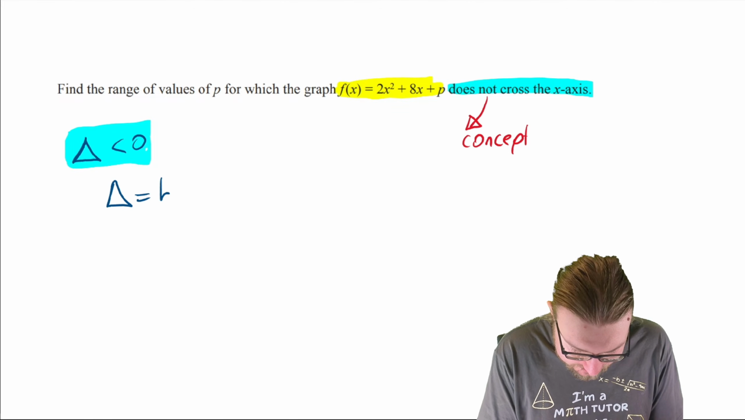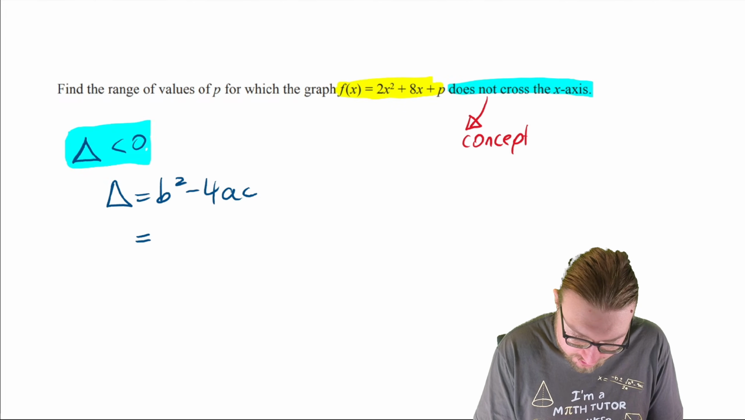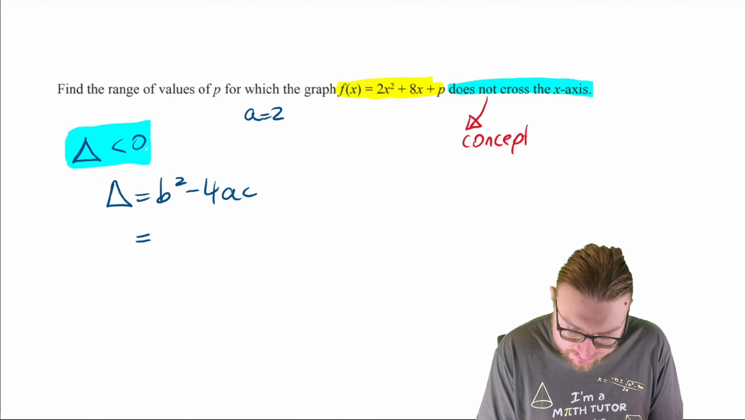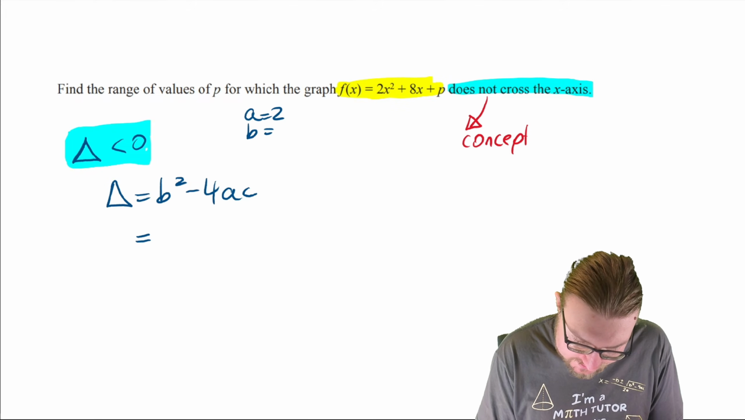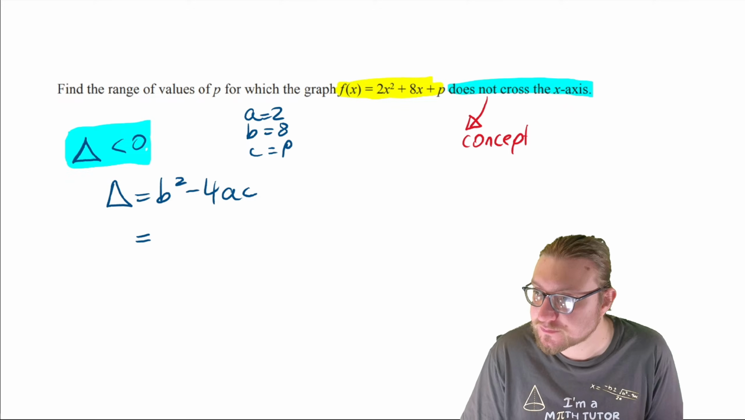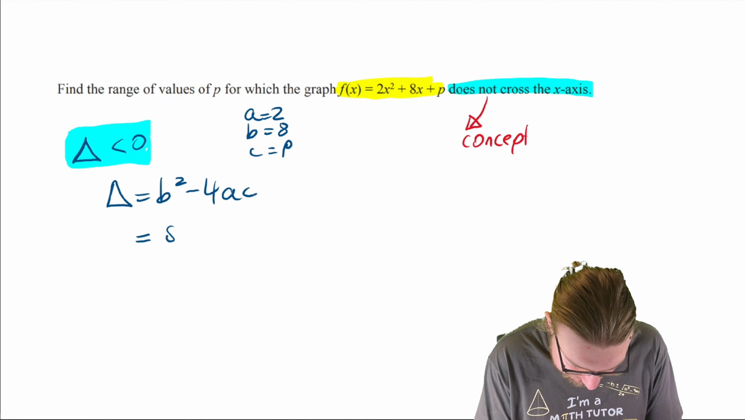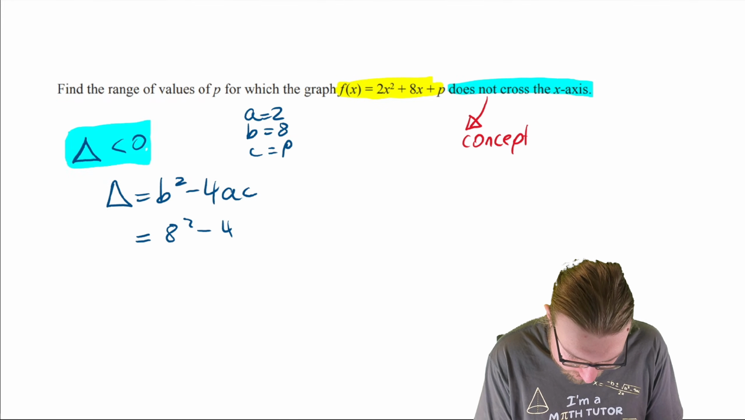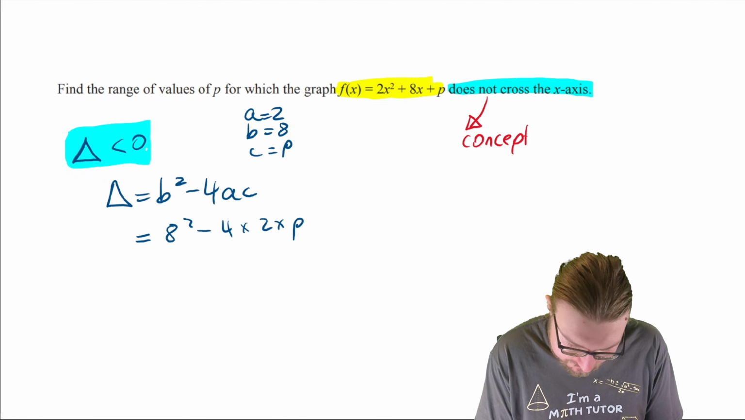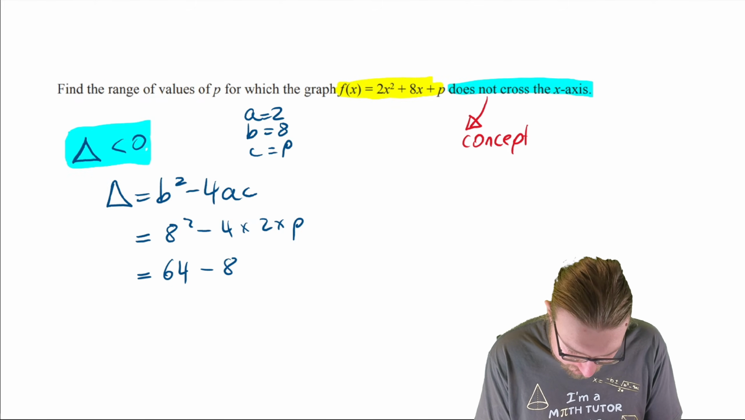So the discriminant is b squared minus 4ac. And if we have a look here, a is the number in front of the x squared, b is the number in front of the x, and c is the number by itself, which is p. Now, if we substitute all of those in, we're going to get 8 squared minus 4 times 2 times p. And what do we get? We get 64 minus 8p.